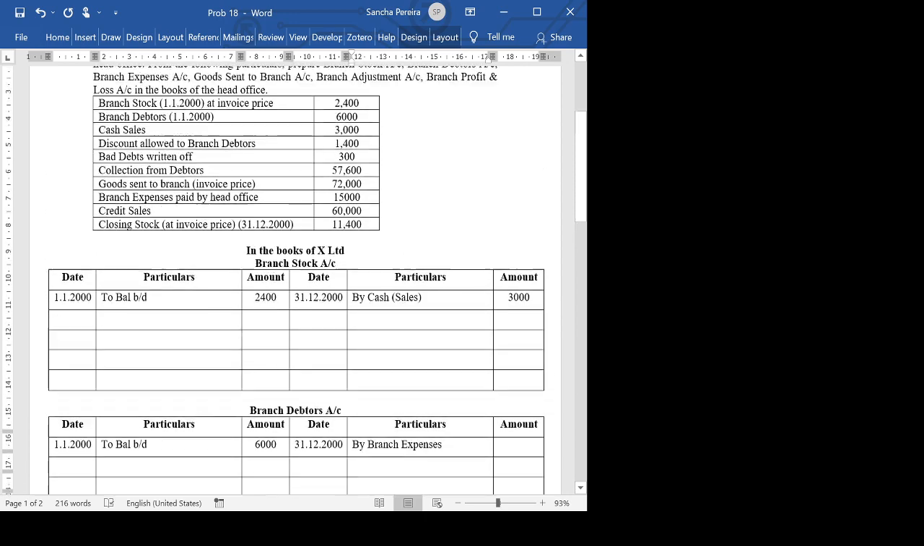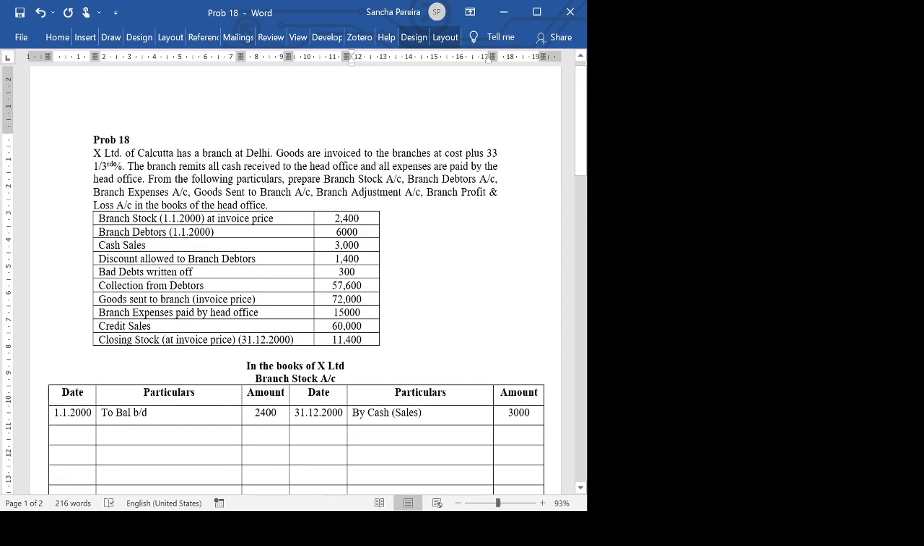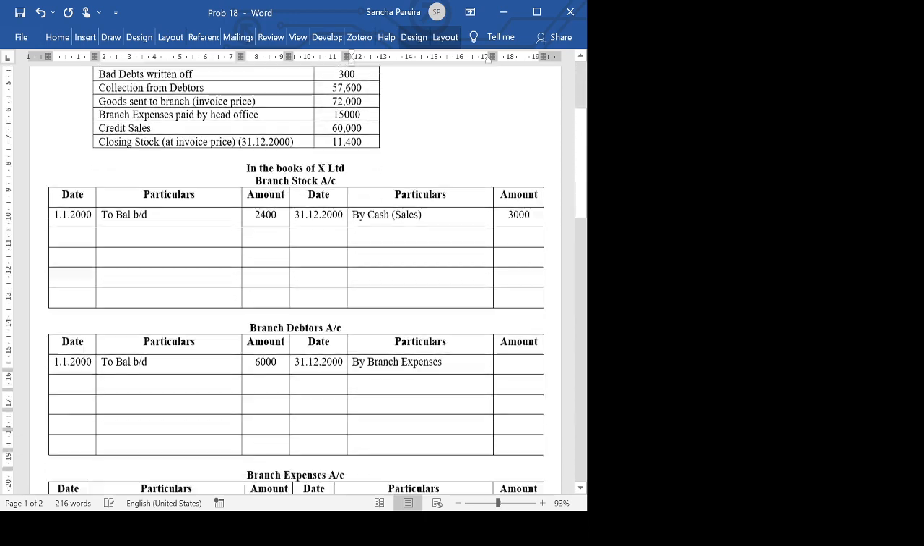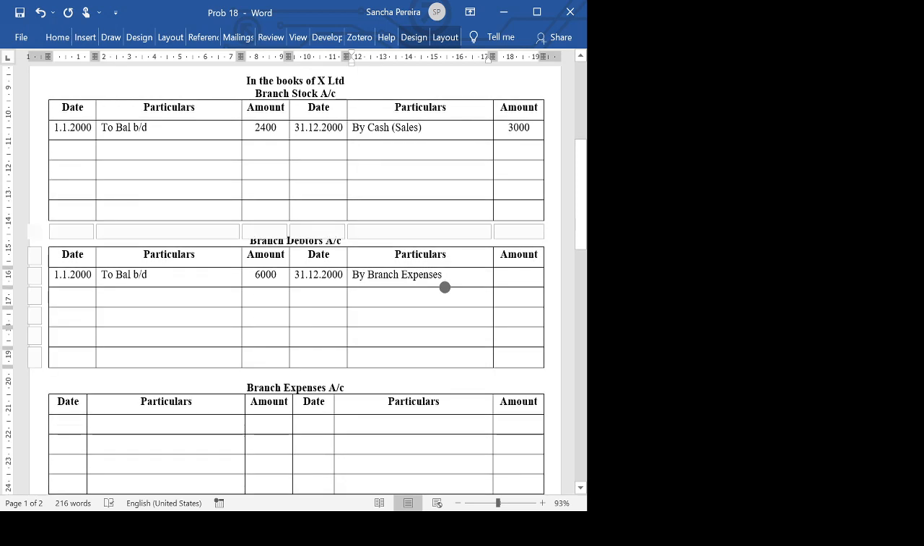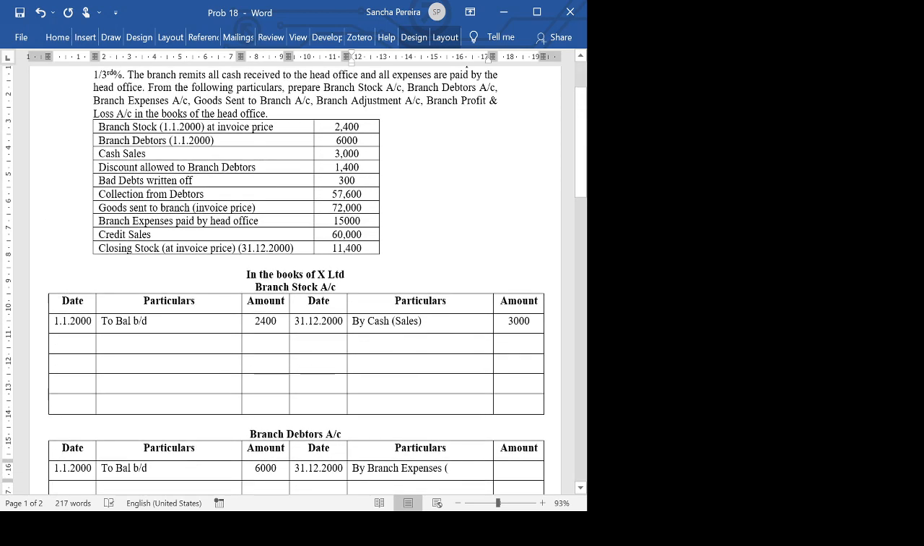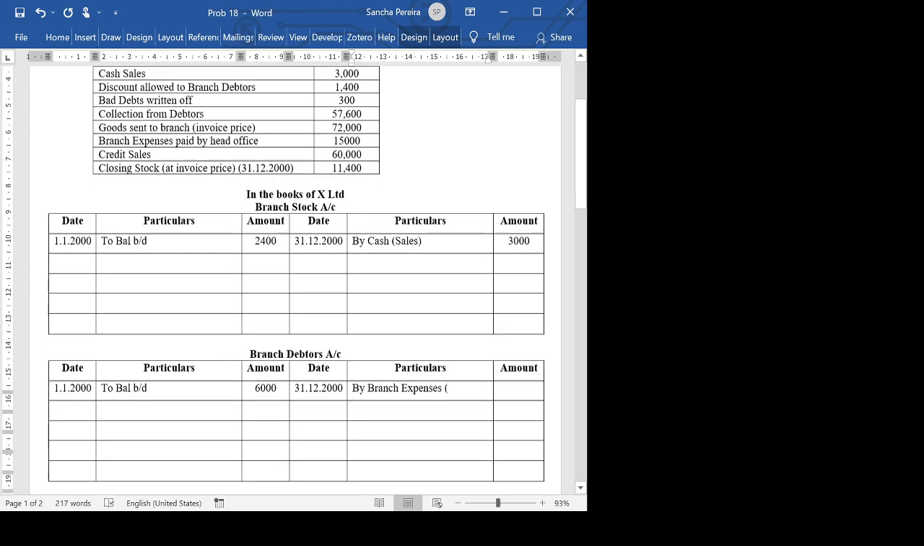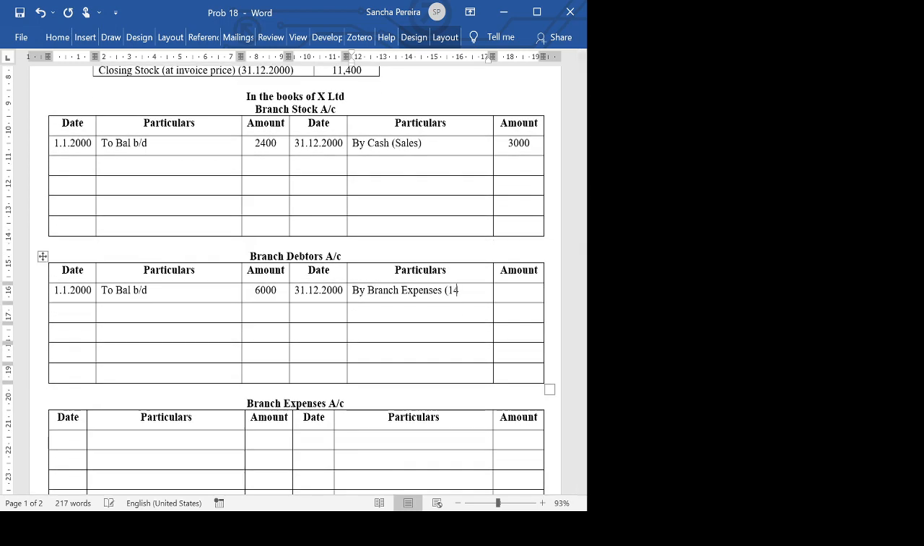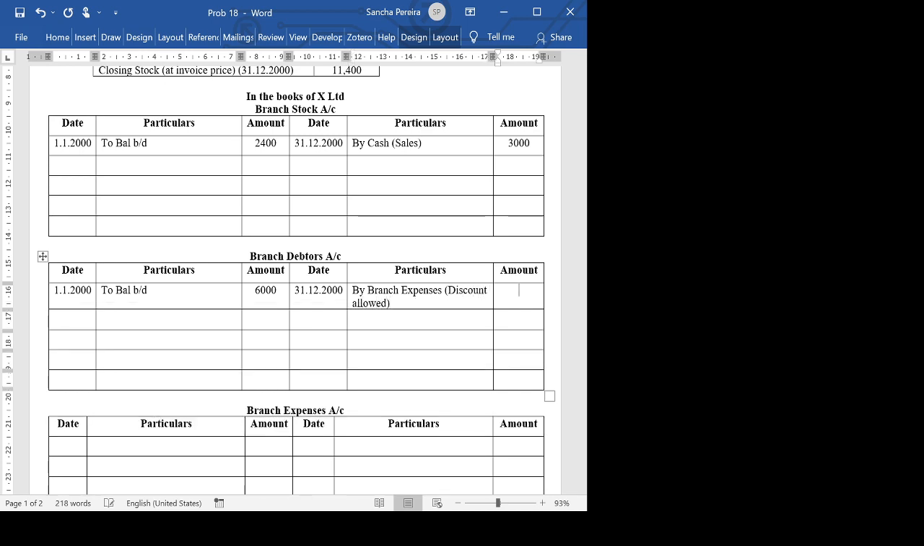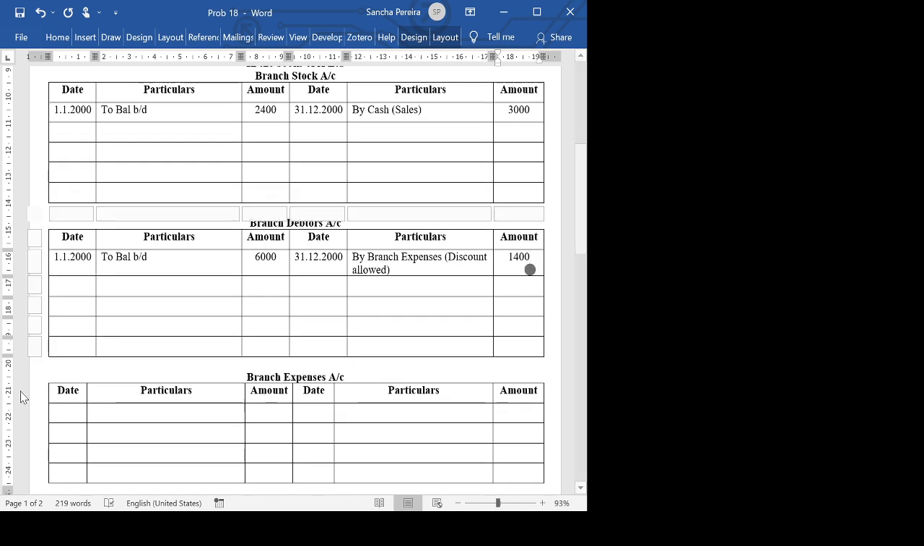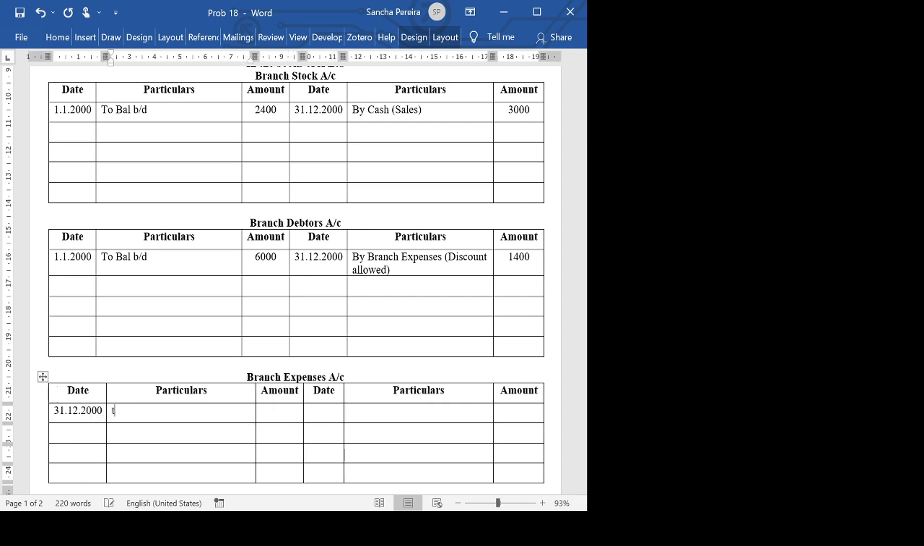Because the same thing is also going to come in the branch expenses account. And I can even combine it instead of showing two entries. I can show 1,400 plus 300. Or I'll show it separately just to make things a little easier. Discount allowed is 1,400, and the same thing is going to come in the branch expenses account as 31st December 2000, to branch debtors.